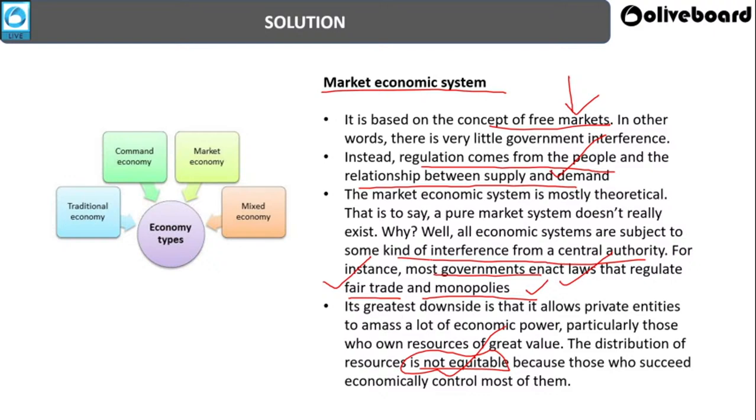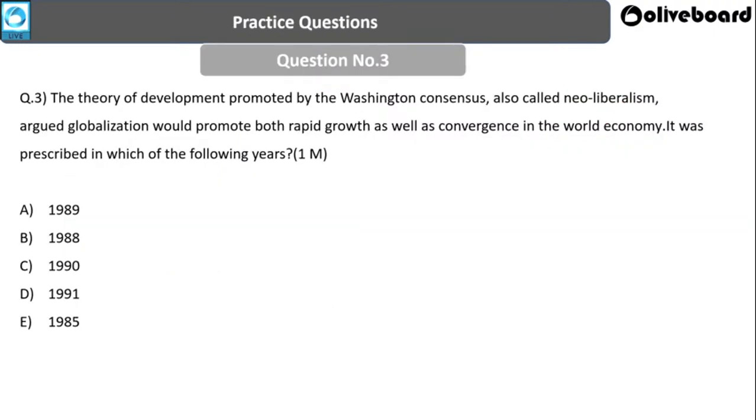And what is the characteristic of a mixed economy? By the name itself, you will have two actors. There's going to be government control. There's also going to be market participation, both in moderation, and an example for this can be India, right? So with this, let's go to the next question.